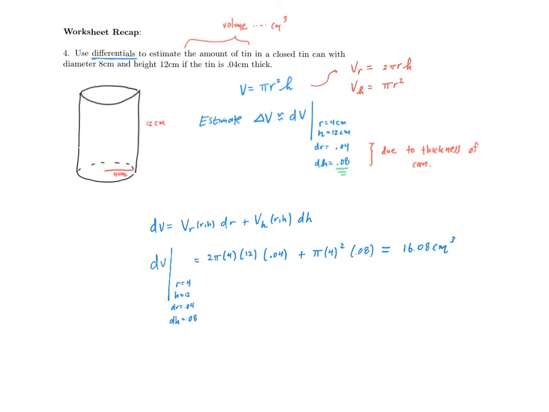And you don't have to think too much about the units, but if you want to kind of track them a bit, note in the first portion of our formula, the 4 has centimeters, the 12 has centimeters, the 0.04 has centimeters. So we really do have cubic centimeters. And just to finish, our answer would be that the true change in volume is approximately 16.08 cubic centimeters.